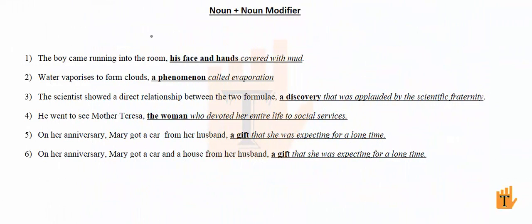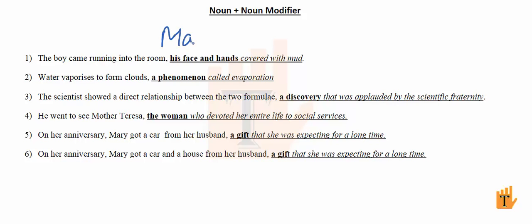Today we are going to do noun plus noun modifier. This is a special type of modifier, unlike other modifiers which specifically modify some particular noun. In some cases, they modify the immediately preceding noun, in some cases they modify the subject. This particular modifier will have a special construction. What is that? First, you will have the main clause.